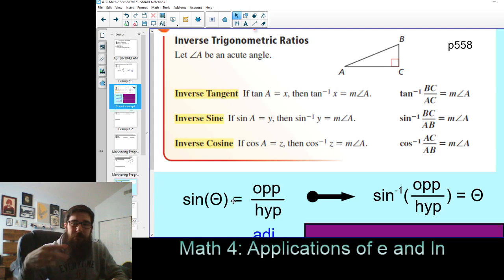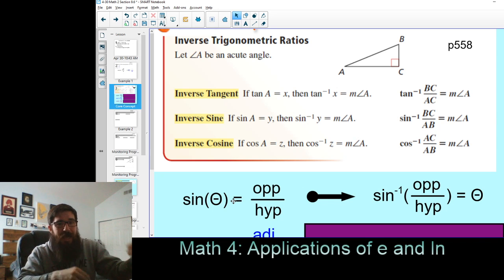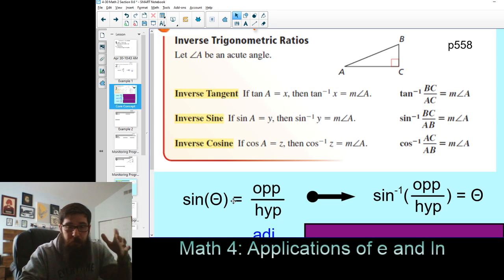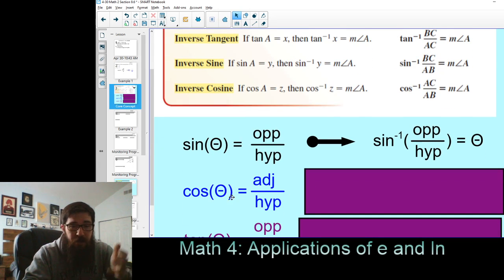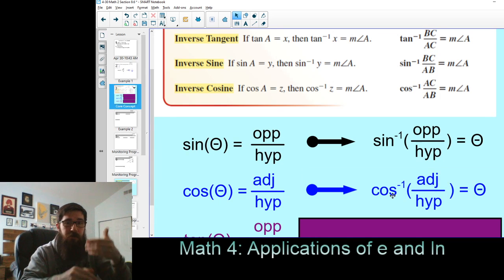And if instead of giving it an angle, I give it a ratio, it tells me an angle that matches. There's going to be a lot of practice with this, so right now it's a little crazy. Don't freak out too much. Cosine of theta, or any angle, is the adjacent side over the hypotenuse. So inverse cosine is going to basically flip that around. Inverse cosine of adjacent over hypotenuse equals the angle.